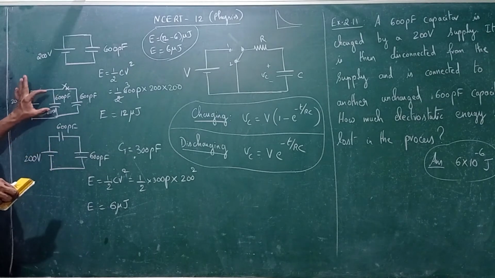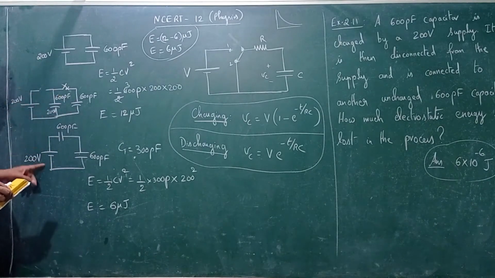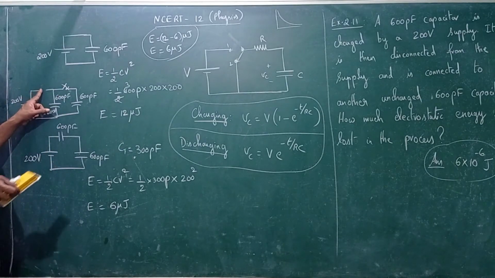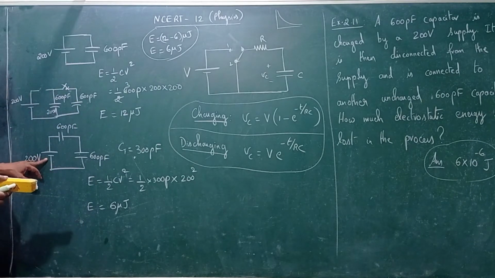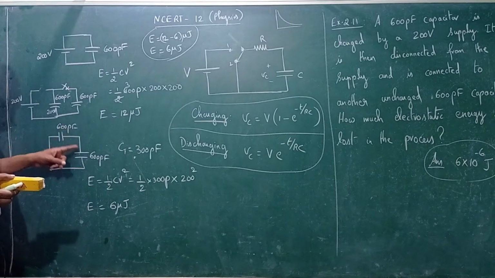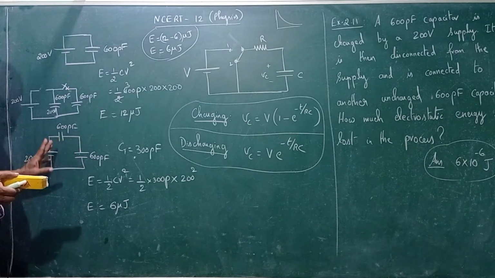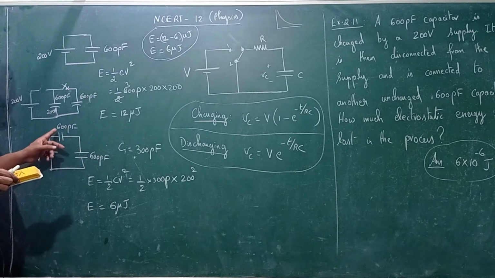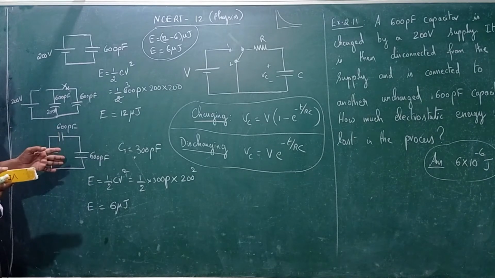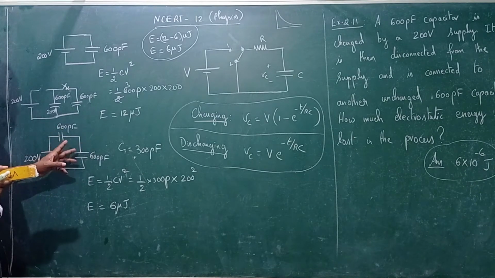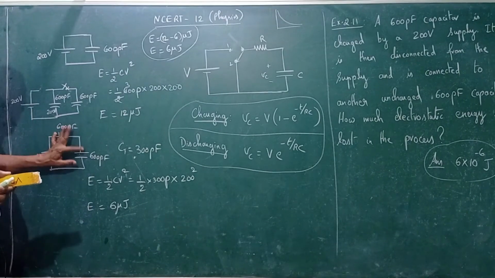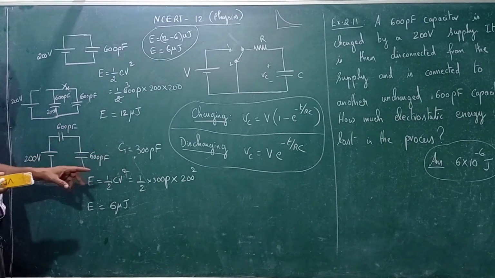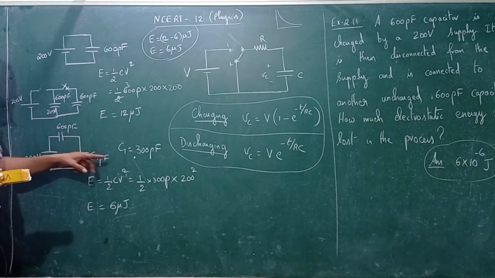I am redrawing the same diagram here because this is open circuit, you are disconnected, so you need not worry about that. So this is 200 volts, 600 picofarad, 600 picofarad, both in series. What is the effective value? 600 into 600 by 600 plus 600. Since you have the same value, one capacitance divided by 2. That is, the total capacitance here is 300 picofarad because both are in series.